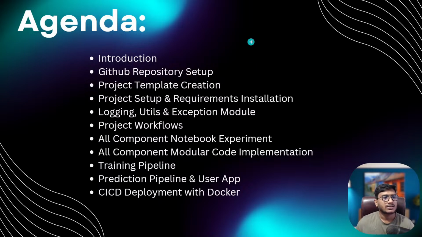Got it? Then I will be starting with the GitHub repository setup, project template creation, project setup, requirement installation. These are the steps I think I already covered in my previous project implementation. So we'll be following the same technique, same project folder structure to implement this entire deep learning pipeline. But the deep learning pipeline is slightly different from your machine learning pipeline. I'll tell you where we'll get the difference. At that time you can understand, but we'll be following the same technique.